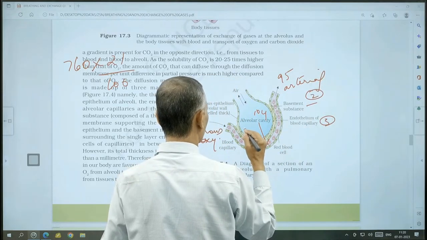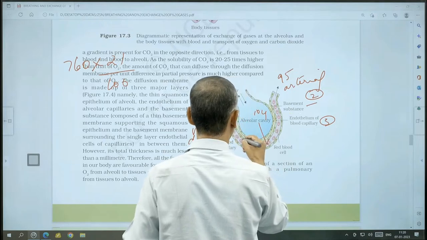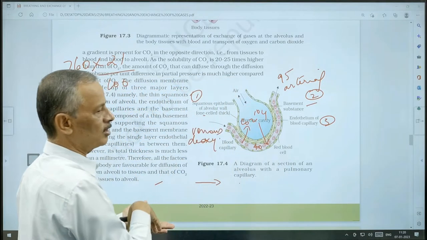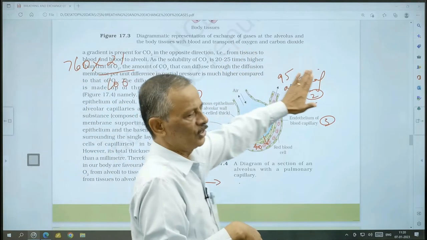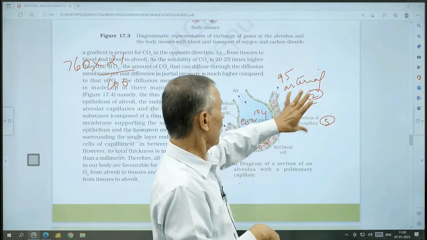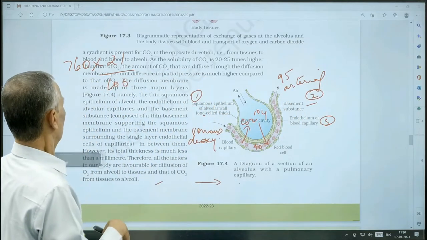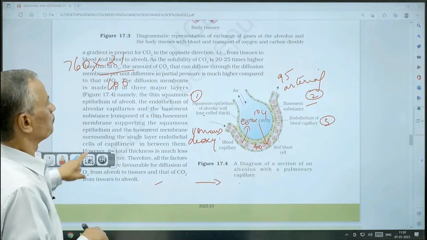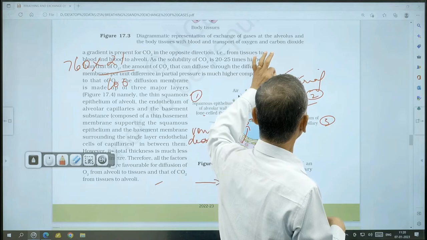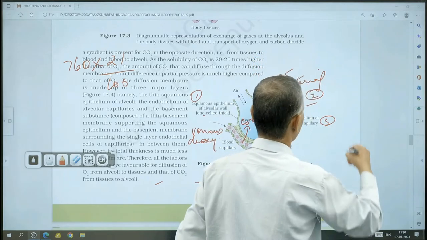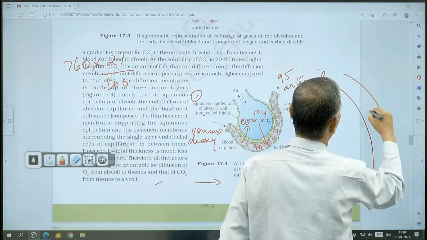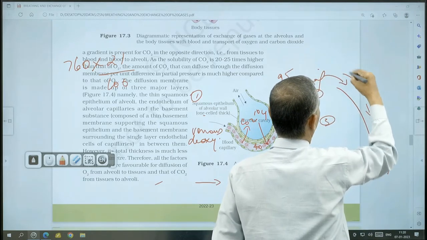There are two reasons for that. Oxygen is coming in. Second, carbon dioxide has diffused out. So the carbon dioxide level in the blood decreased and the oxygen level increased. Is that clear? How the carbon dioxide is diffusing, we'll be discussing now. So let us understand. It is the arterial blood, which has a partial pressure of 95, that is taken to the tissues.